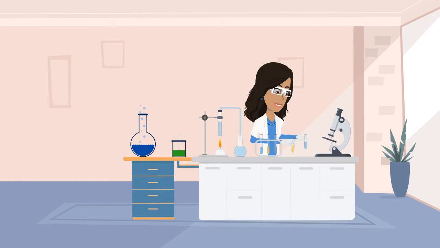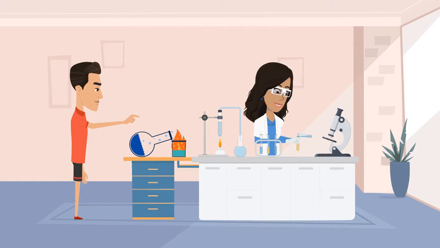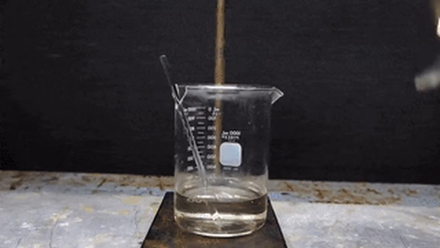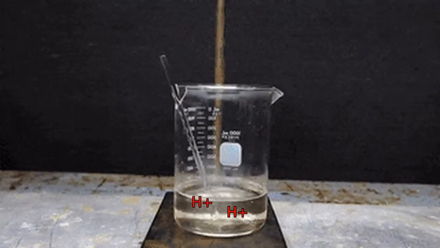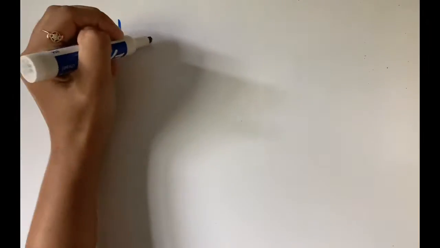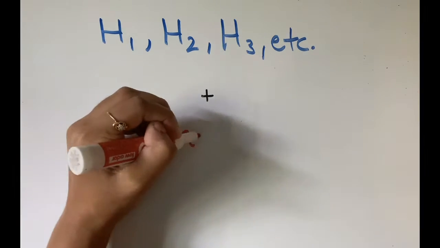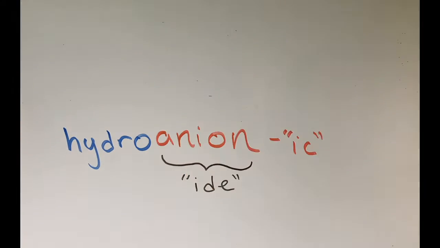Today, we're going to be looking at naming acids. An acid is a substance that contains hydrogen ions when dissolved in water. Because of this, the formula for an acid has one or more hydrogen atoms and an anionic group. Anions with endings of "ide" form acids with the prefix hydro and the ending changed to "ic."